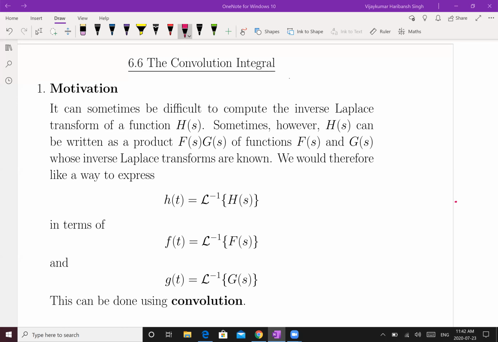Welcome students. Today we want to discuss the convolution integral. The motivation behind the convolution integral is the following. Suppose you want to compute the Laplace inverse of H(s), and your H(s) is a function of F(s) times G(s).